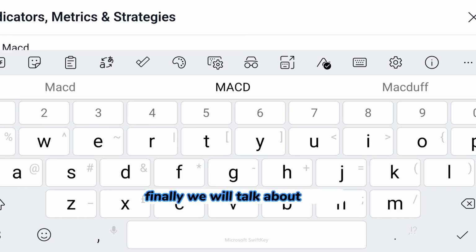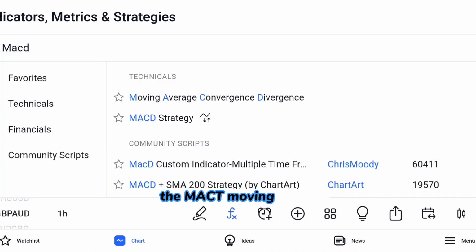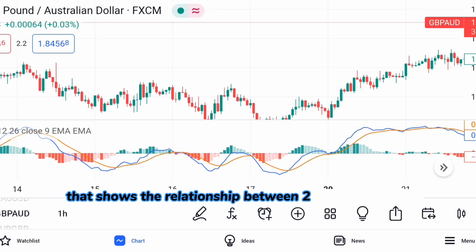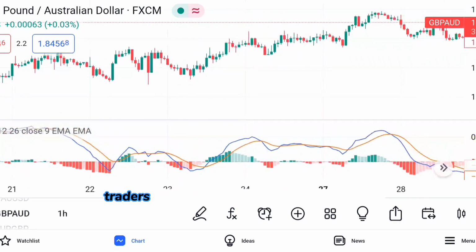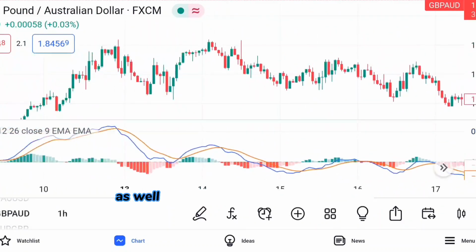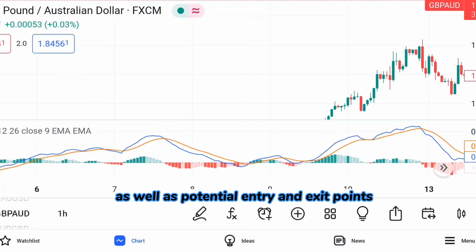Finally, we will talk about MACD. The MACD, Moving Average Convergence Divergence, is a trend-following momentum indicator that shows the relationship between two moving averages. Traders can use the MACD to identify potential trend changes, as well as potential entry and exit points.